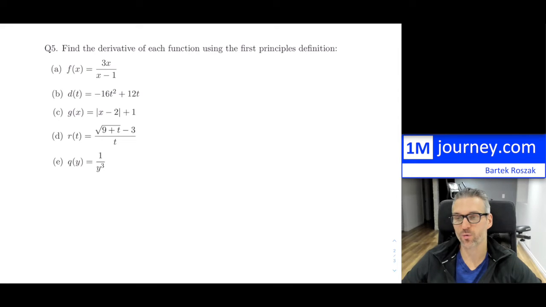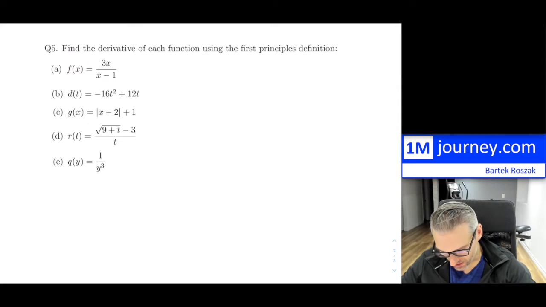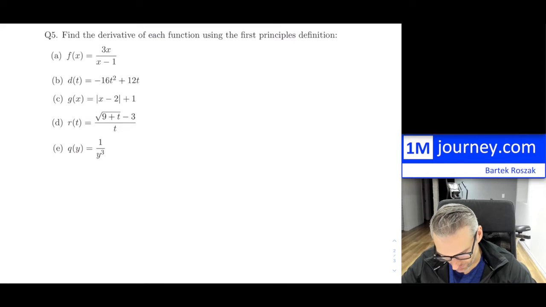This is going to take us a while, so sit back. Let's take a look, especially since we're using the first principles definition. So how would we tackle these? Here's my first example. Let me just rewrite it. I want to do it by first principles. So what will I have?